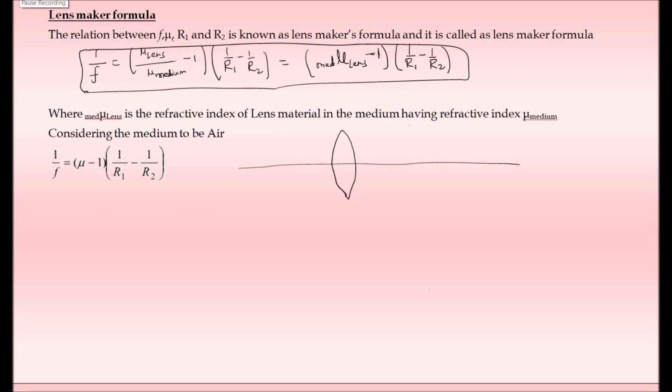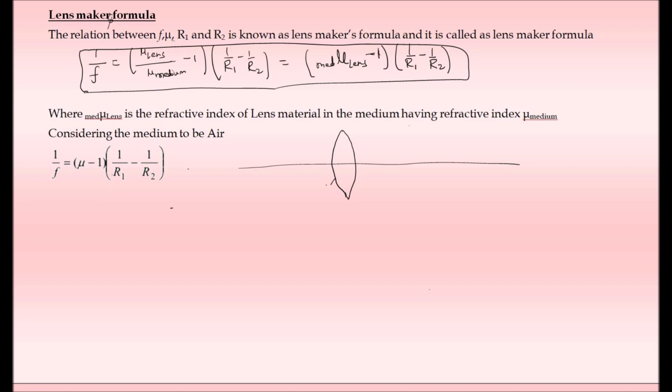Now we will see the lens maker's formula. Basically it is the lens maker's formula which gives you an idea of the focal length of a lens. The relation between F, mu, R1 and R2 is known as the lens maker's formula, and it is: 1 by F is equal to (mu lens divided by mu medium minus 1) multiplied by (1 by R1 minus 1 by R2).